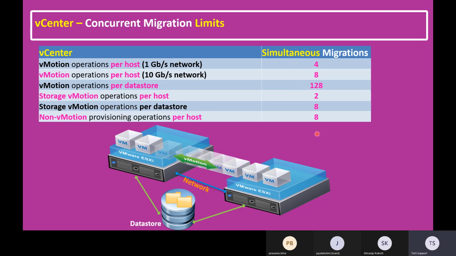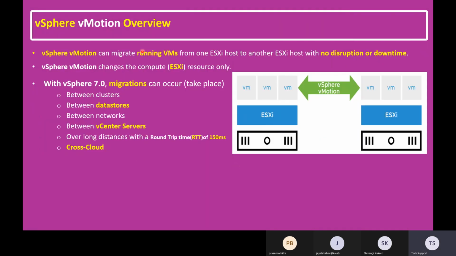Now, we are going to talk about the virtual machine vMotion overview. So the definition, we are familiar. vMotion can migrate a running virtual machine from one ESXi host to another ESXi host without any downtime, or we can say no disruption. So there will be no disturbance to the end user.